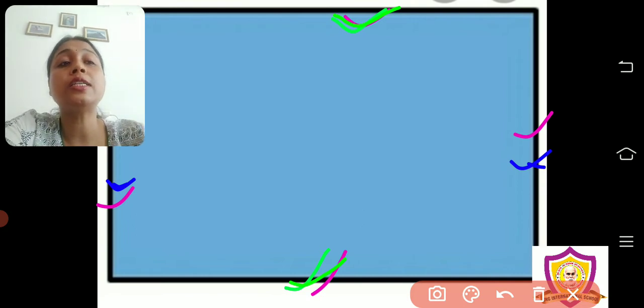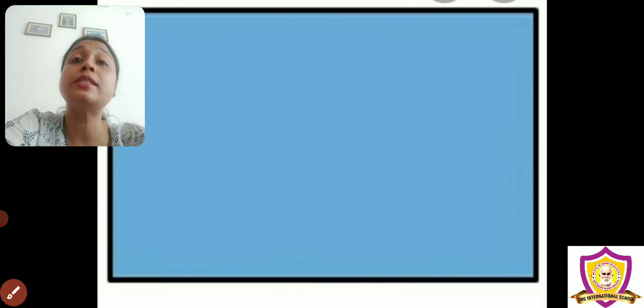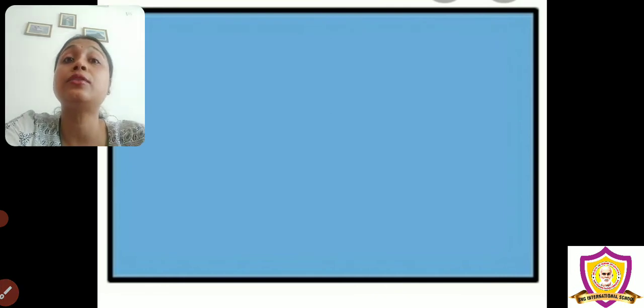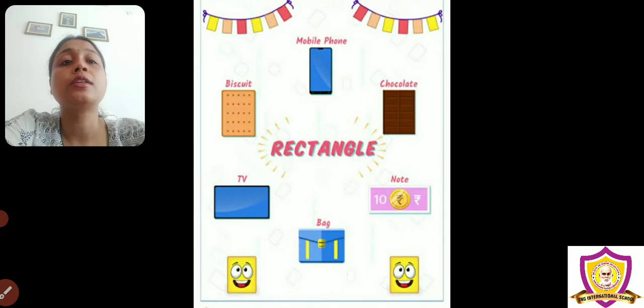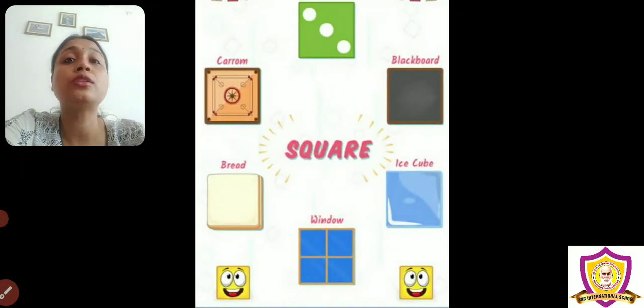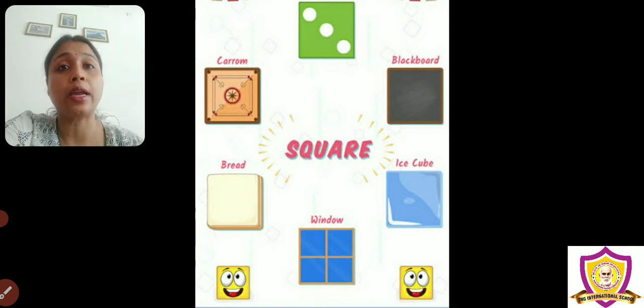Now, after discussing all shapes, when we see the objects related to square and rectangle, it will be very easy for you to understand. So let's see the objects related to square and rectangle. For that, I have to slide my screen. So first we have discussed square. So let's see some objects which are related to squares which we can see around us.